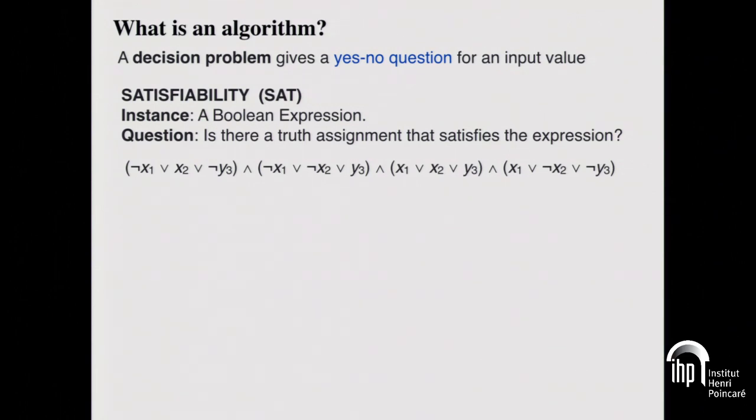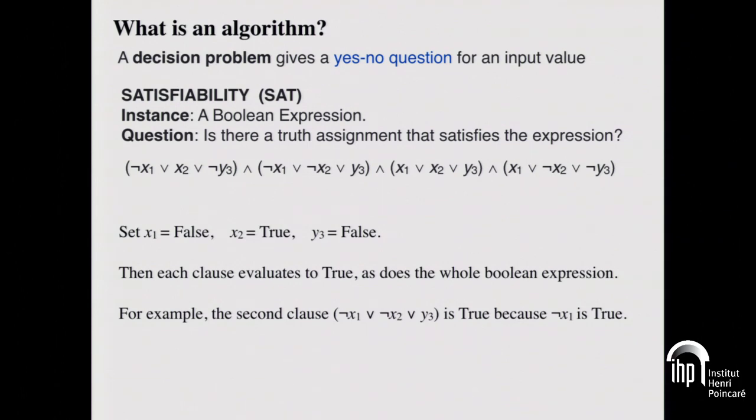And if you look at the study of NP-complete problems, this is one of the NP-complete problems. And it's one that, when people show things are NP-complete, and there's 20, 30,000 problems today that are known to be NP-complete, this is very often the problem that it's shown to be equivalent to. So for this example I gave, there is an assignment that makes that whole expression true.